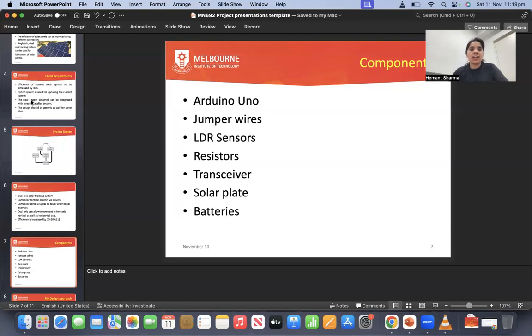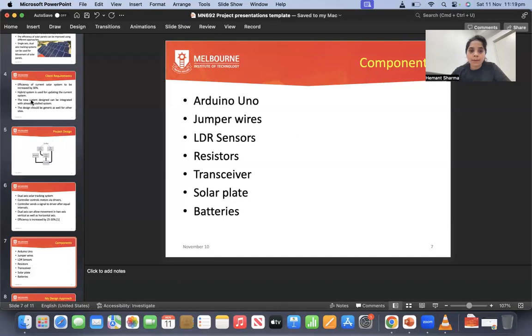LDR sensors are light sensors and they can detect the intensity of the light. Resistors are basically used for providing protection and applying the desired current to the sensors and other components. The transceiver is used for sending and receiving the data wirelessly. It is connected with the controller, which decides what data is being sent.